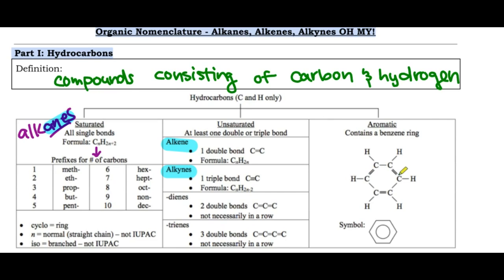where you have alternating double bonds. So double, single, double, single, double, single. It is going to be a type of unsaturated hydrocarbon, but it's in a league of its own because it's in a closed ring and because of the repeating pattern of the alternating double bonds.